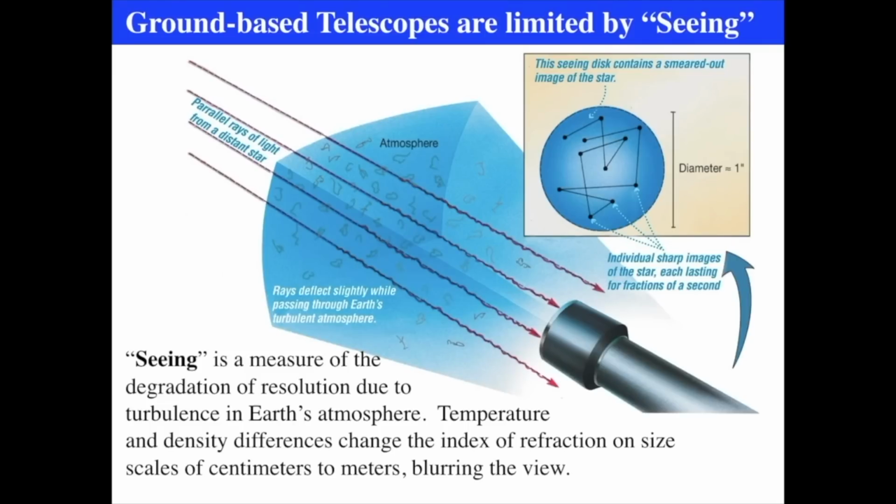So if we can get above the atmosphere, we get rid of this, and maybe we can get to diffraction limited observing. And that's the goal of going up into space, to get rid of the problem of seeing, or the degradation of the resolution because of the Earth's atmospheric turbulence.